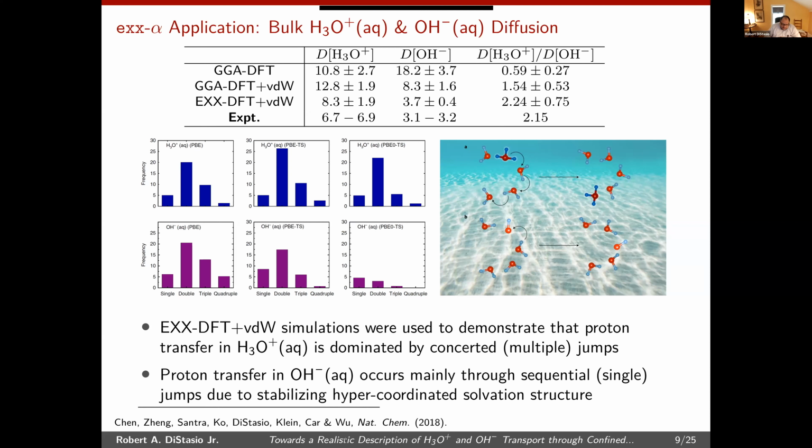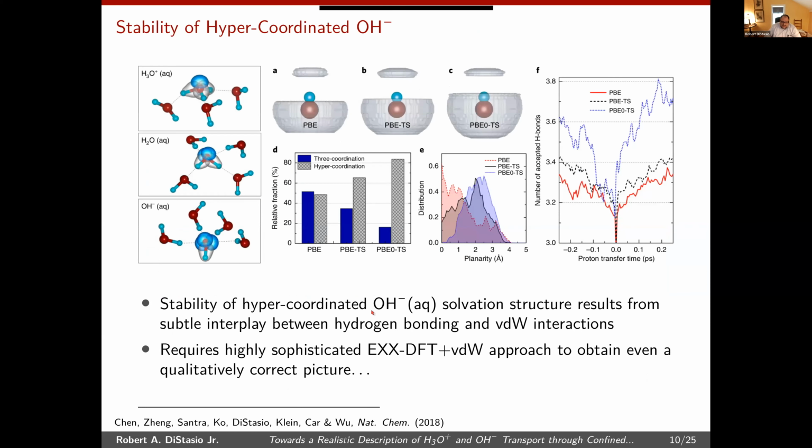Now, the stability of that solvation structure really is a subtle interplay between hydrogen bonding and van der Waals interactions. And you see here between the 3-coordination structure, when it does diffuse, and the hypercoordination structure, that it's just completely different when you have a GGA versus a hybrid plus van der Waals. Here you see the hypercoordinated structure is more than 80% of the time, and that's why it's significantly slowed down. So for the quantum mechanics of this problem, whether in bulk or in confinement, we really need a sophisticated level of theory, right? Something like dispersion-inclusive hybrid DFT.